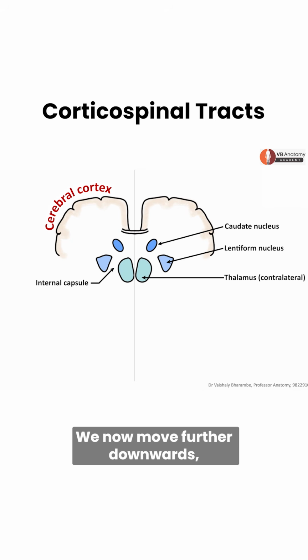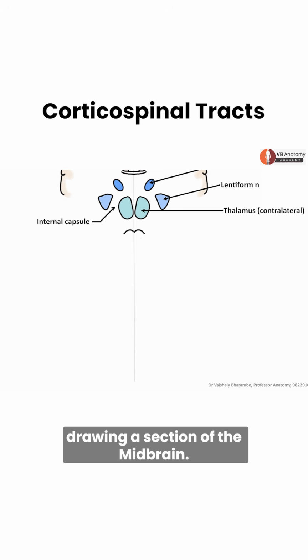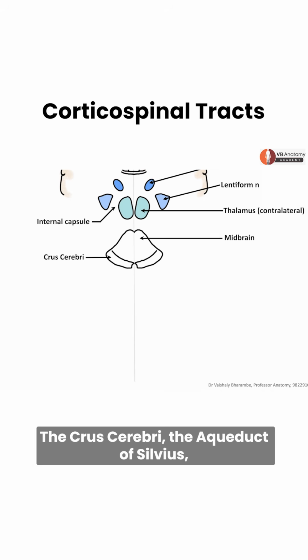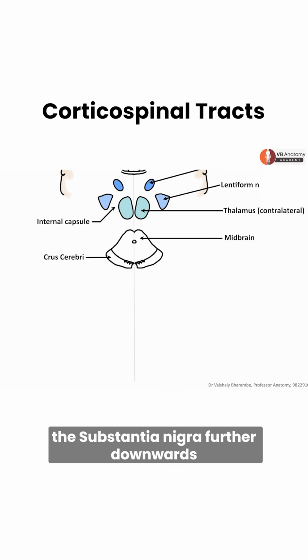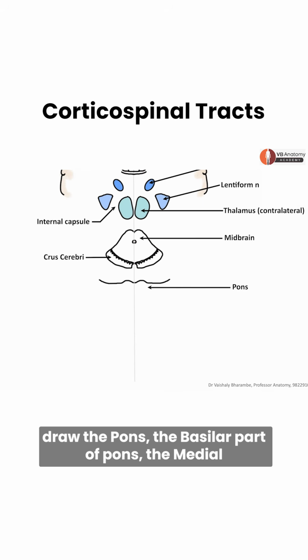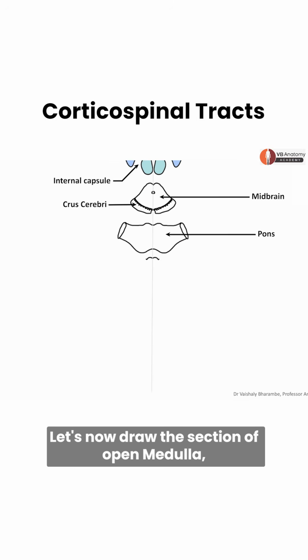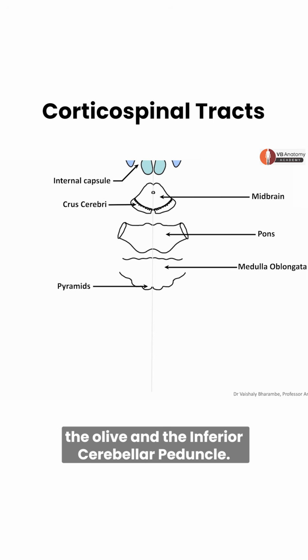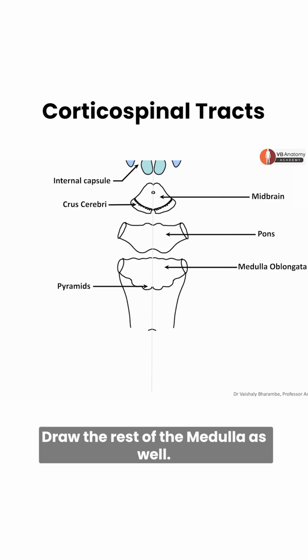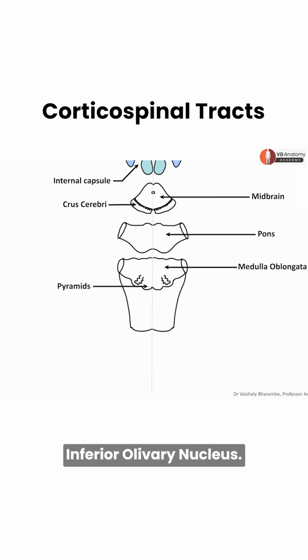We now move further downwards, drawing a section of the midbrain, the crus cerebri, the aqueduct of Sylvius, the substantia nigra. Further downwards, draw the pons, the basilar part of pons, the middle cerebellar peduncle. Let's now draw the section of open medulla, the two pyramids, the olive and the inferior cerebellar peduncle. Draw the rest of the medulla as well, the inferior olivary nucleus.